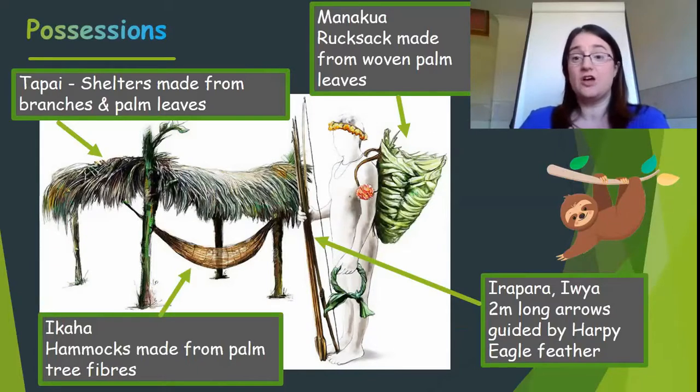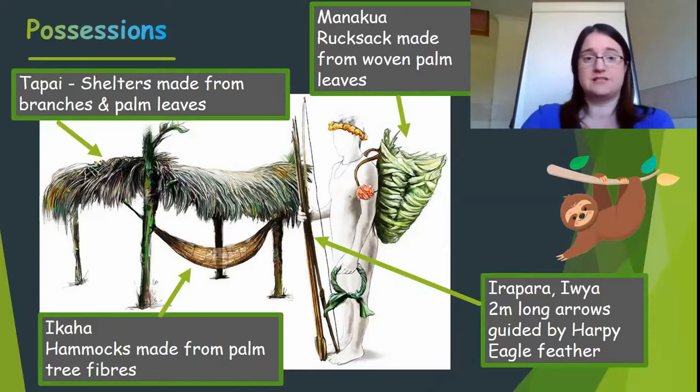So everything they own is made from resources in the rainforest. They don't go out and buy things. There's nowhere to buy things. There's no shops. They literally have to rely totally on the rainforest itself.